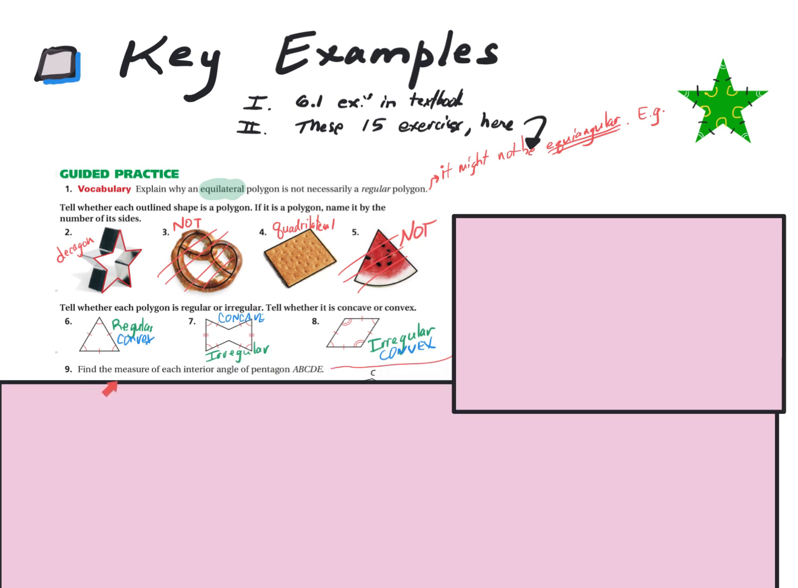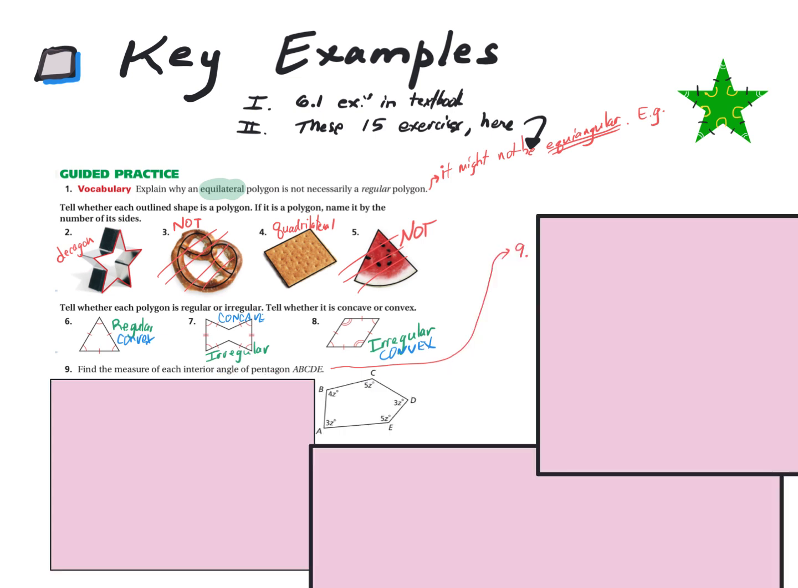All right, how about number 9? Let's find the measure of each interior angle of pentagon ABCDE. All right, here's pentagon ABCDE. So how do we find the measure of each of these angles? You'll need to know what z is. Notice these are interior angles.